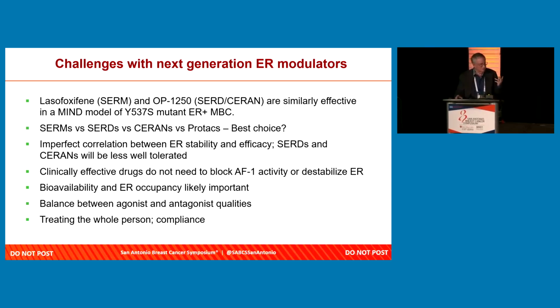That also tells us something, by the way. It tells us that we actually don't understand what the true mechanism is for effectiveness in breast cancer, because these drugs are quite different from each other in terms of how they behave on the estrogen receptor, and yet they work. Bioavailability, I think, and ER occupancy is likely important. The balance between agonist and antagonist qualities is going to be important, and then obviously we're trying to treat the whole person.